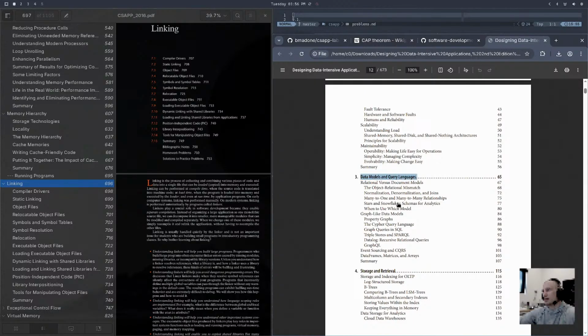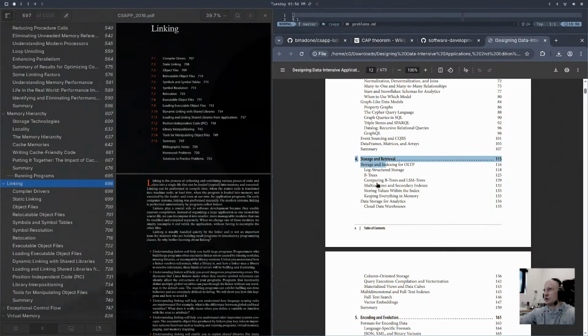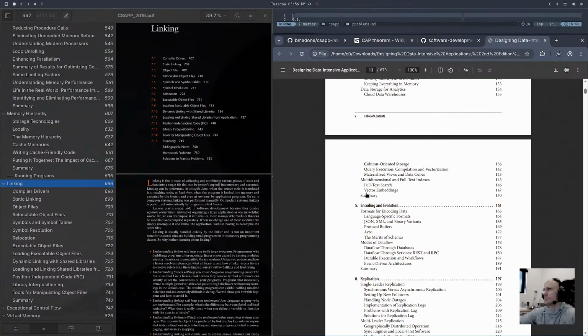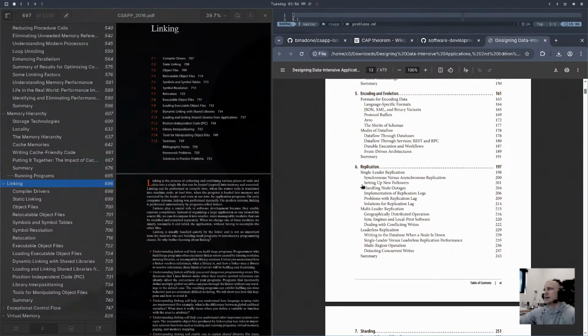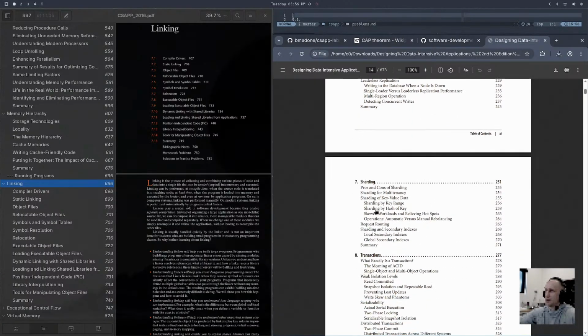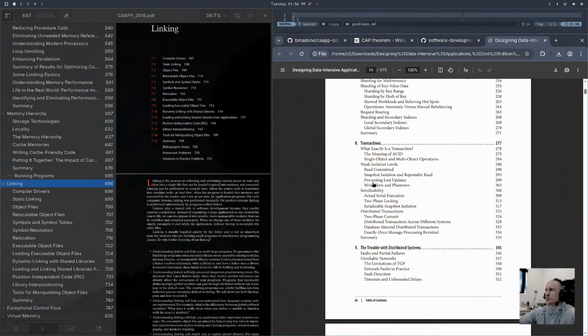Data models and query languages, storage and retrieval. They cover B trees, encoding and evolution, the different encoding formats, replication, single leader, multi-leader replication, leaderless replication, sharding. So the topic that I just brought up earlier is really important. They go into detail on that here.